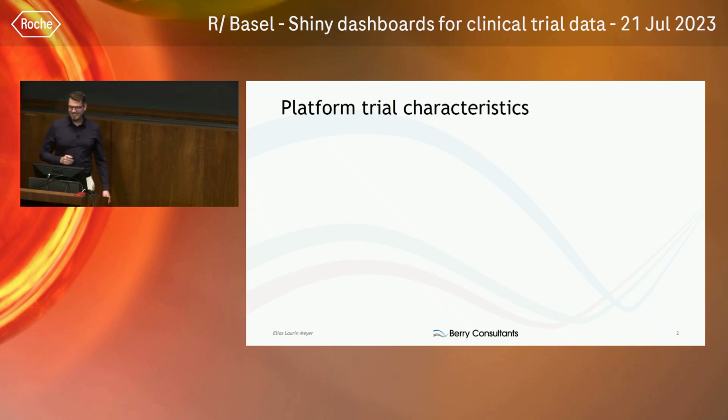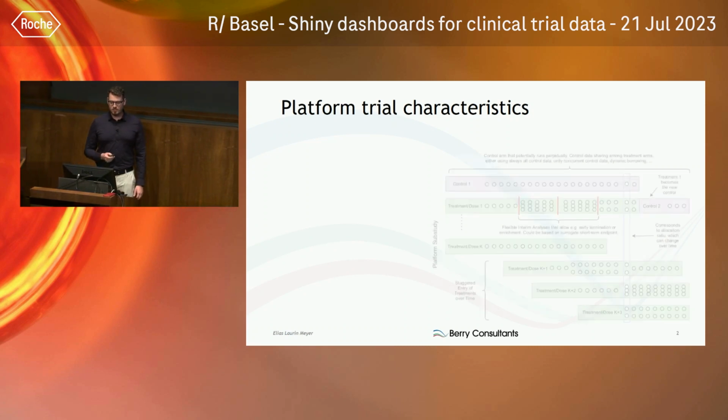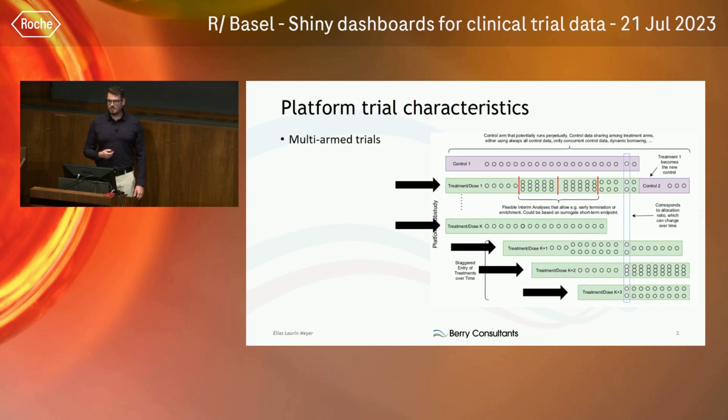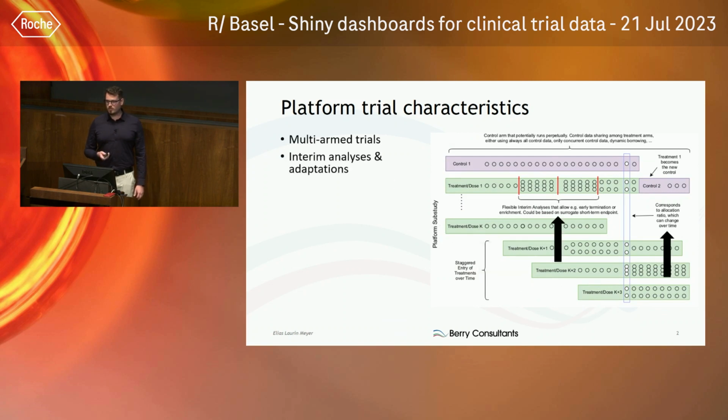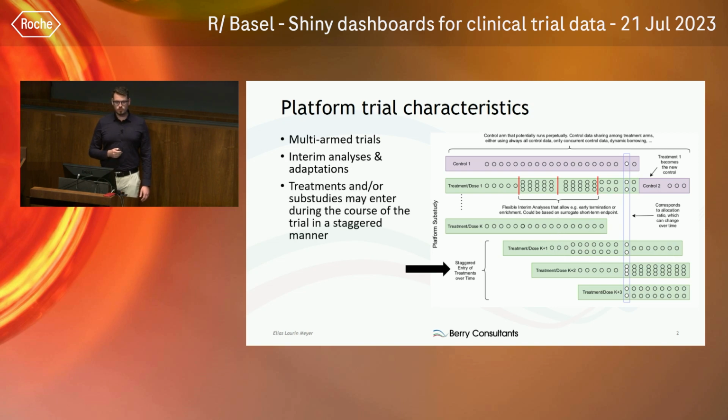Okay, thank you. So for those of you who are not familiar with platform trials, they have a few very distinctive features. One of those is that they are usually multi-armed trials, testing several different investigational arms against a common control arm. Each of those investigational arms usually has a lot of adaptive features, so could have multiple interim analyses or adaptations. Also, the treatments do not all have to enter in the beginning of the trial, or we don't even have to pre-specify in the beginning when they're going to enter, so they can just enter in a staggered manner whenever they become available, which was particularly useful in the COVID pandemic.